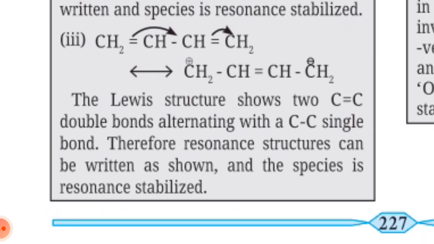CH2=CH-CH=CH2 gives CH2⁺-CH=CH-CH2⁻. The Lewis structure shows 2 C=C double bonds alternating with a C-C single bond. Therefore, resonance structures can be written as shown and the species is resonance stabilized.